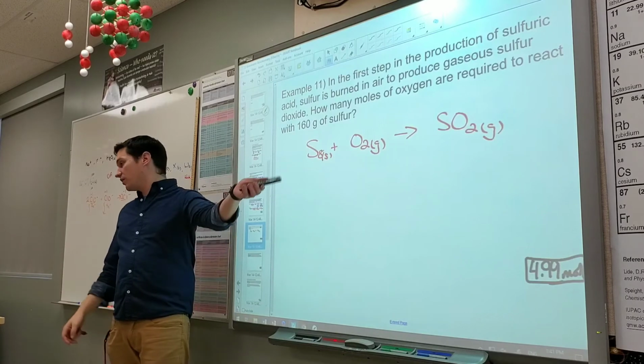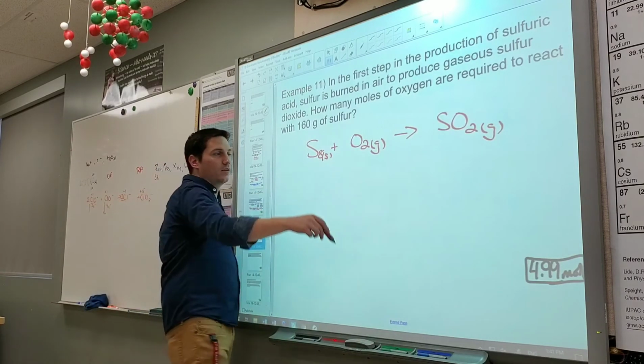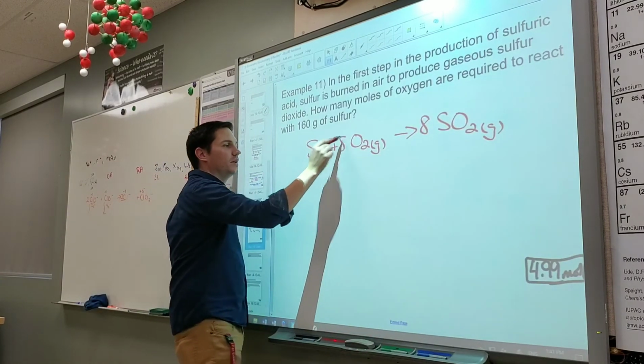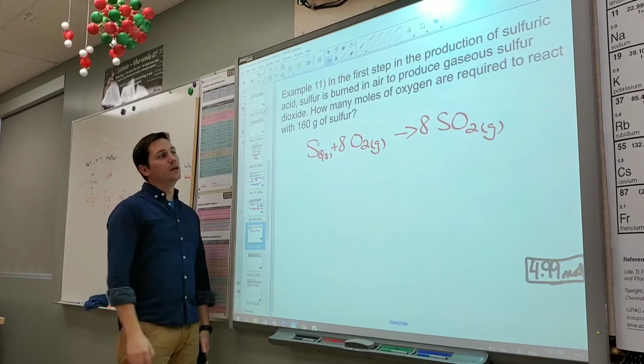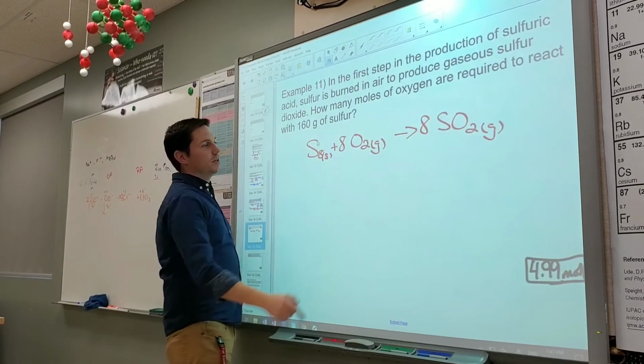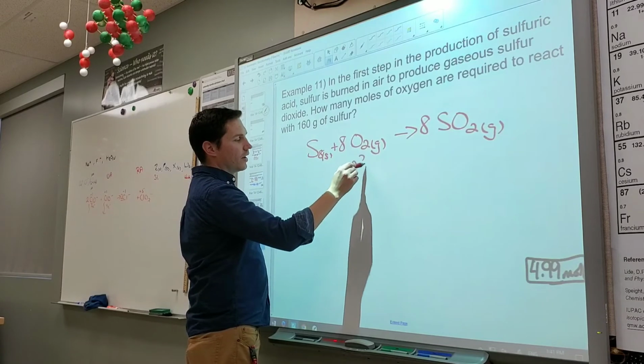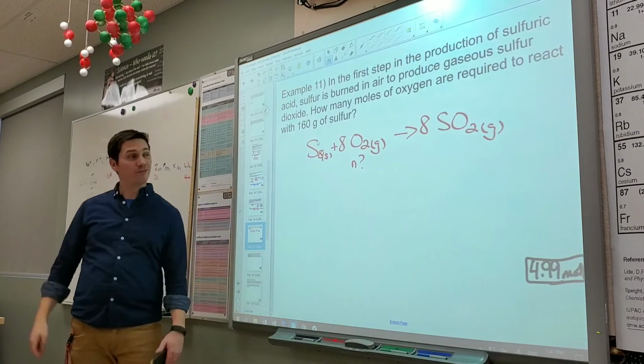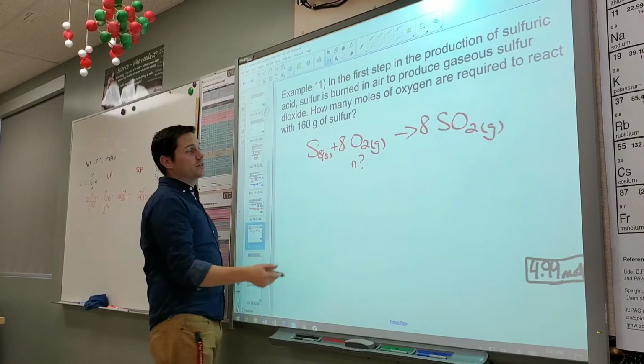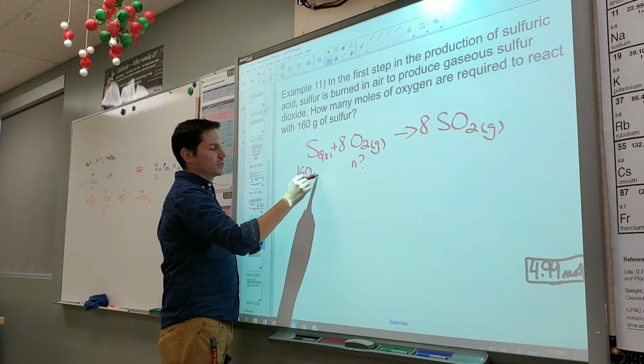Yeah, that's the sulfur dioxide probably. 8 sulfurs, so we need 8 O2s, no problem. So how many moles of oxygen gas? We're looking for N, the number of moles, to react with 160 grams of sulfur.